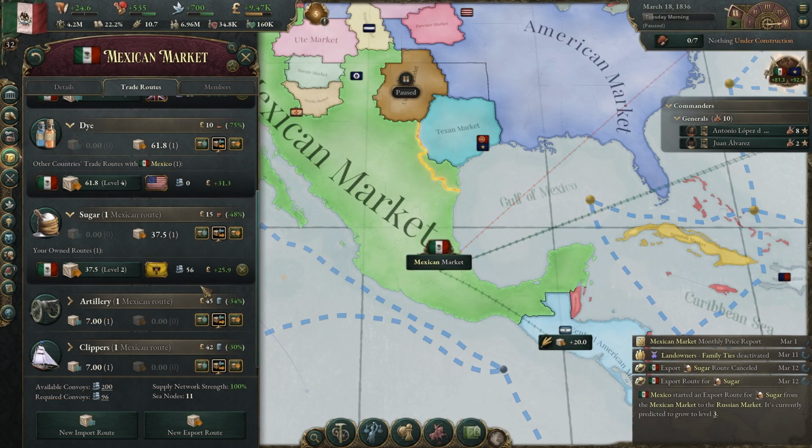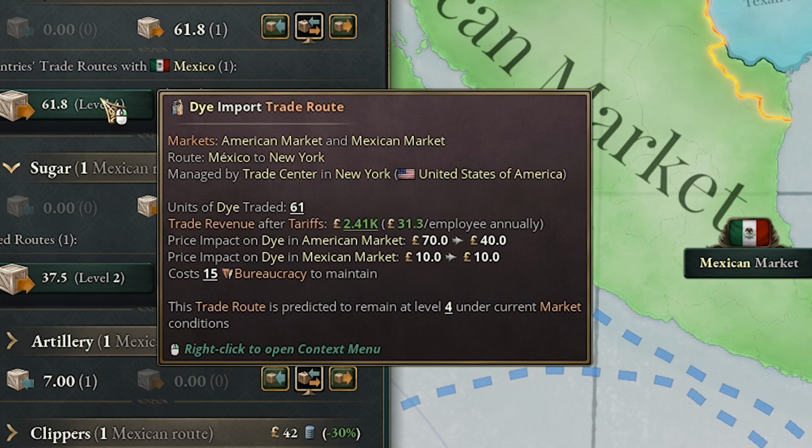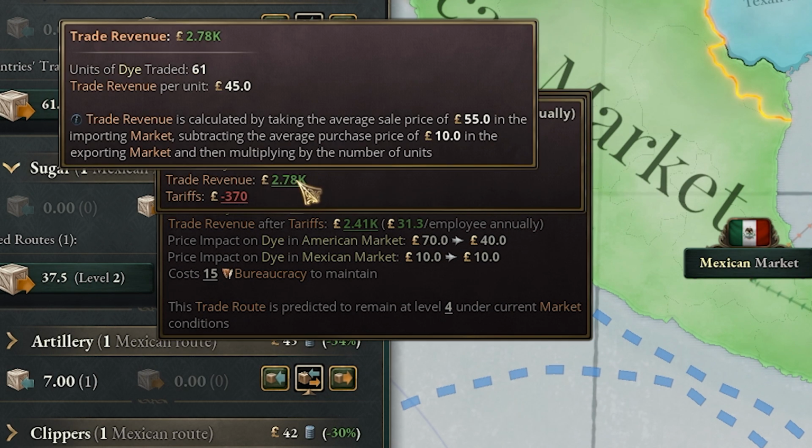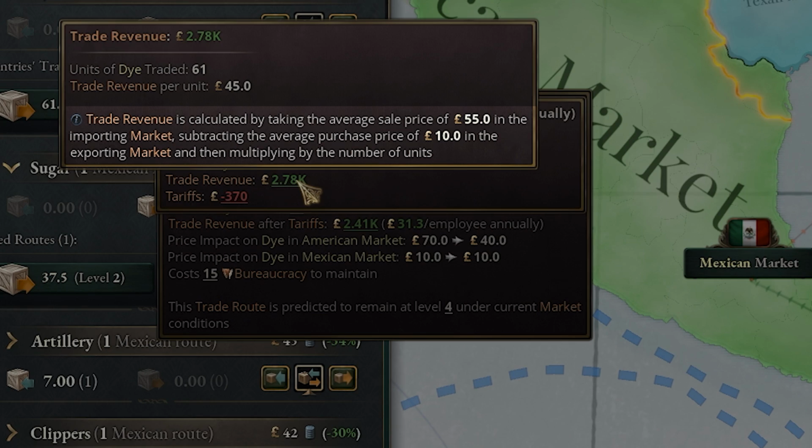Market price also impacts trade revenue and the level of trade routes. You can see here when we hover over it in the trade revenue. I have a whole other video on this. Feel free to watch it. But you can see that the average sale price of a given product in both the importing and exporting market have an impact on trade revenue, and that'll impact this overall trade route.